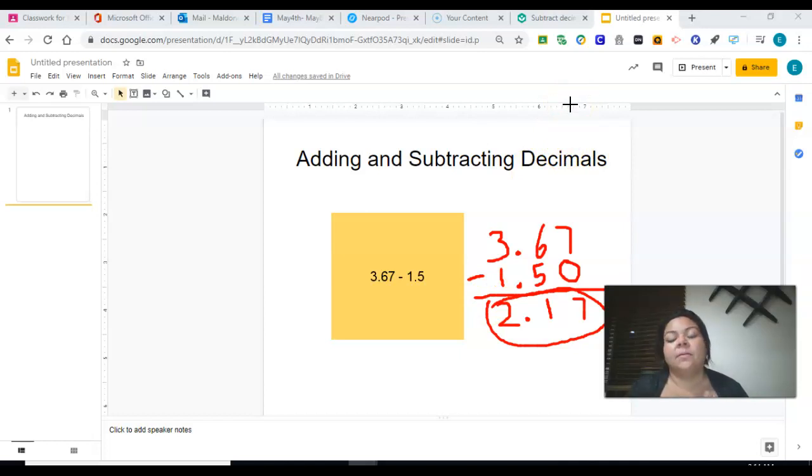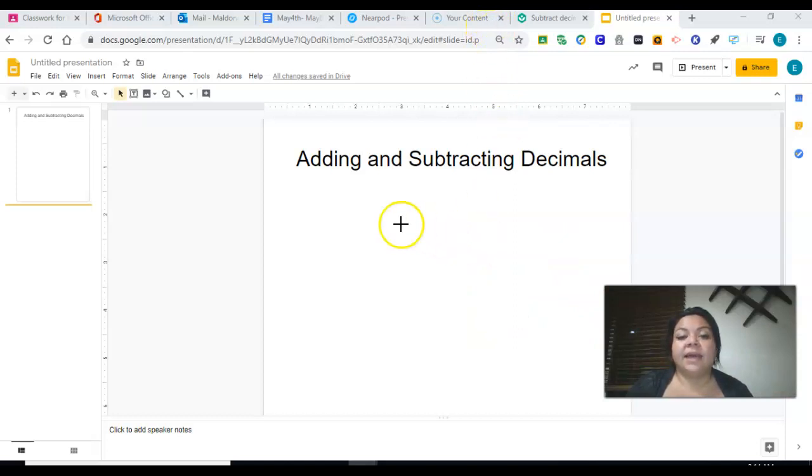Remember, you can look at this example again, go back on the video if you need to, or pause it. And with adding, it's the same thing. If you had, like, 5.1 plus 0.75, then you would line up vertically.